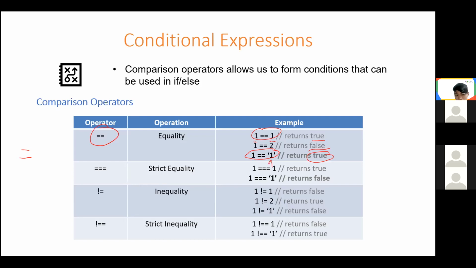When the string is converted to a number, this string 1 will convert to number 1. And since the number 1 here is equal to number 1, it will return true. If we don't want to do this, we can use strict equality, which has 3 equal signs. Unlike the equality operator, which attempts to convert both values being compared to a common type, the strict equality operator doesn't do type coercion. So if the values being compared have different types, they are considered unequal and it will return false. You see that over here. This will return false.